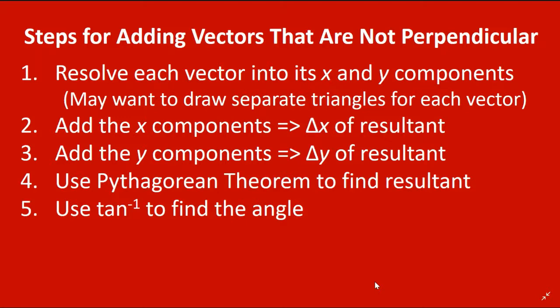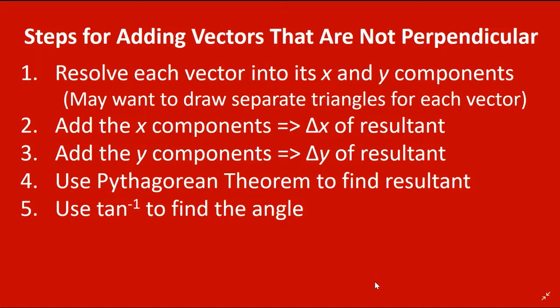Now, be very careful, because when you're drawing those separate triangles for each of the vectors, some of those components might be in the positive direction, some might be in the negative direction. So it's important that you do that. Once you have the x and the y components, you essentially have a right triangle at this point. So you can use the Pythagorean theorem to find the magnitude of the resultant vector.